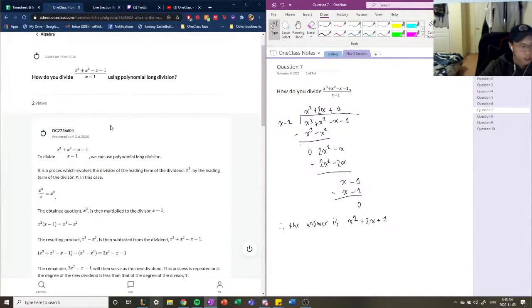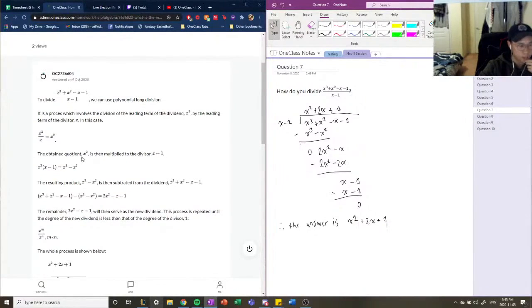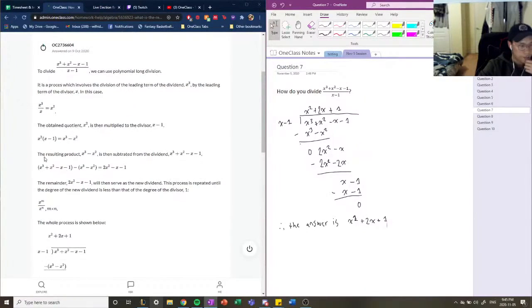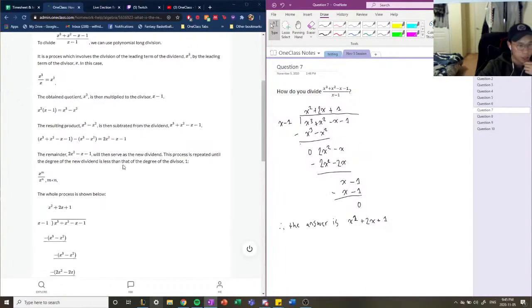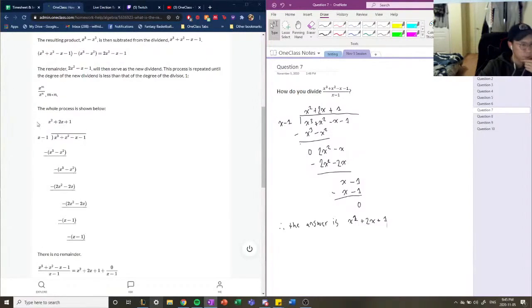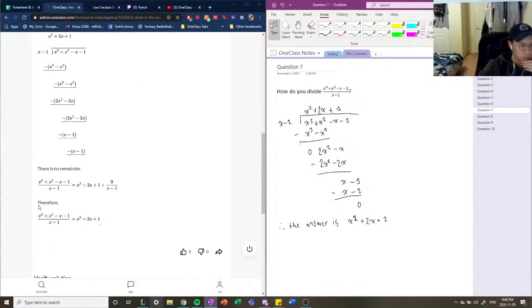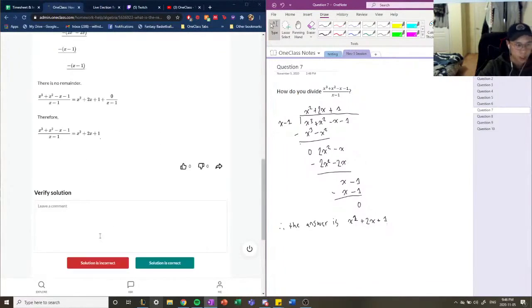So looking at the Junior Tutor solution here, they go into detail of how to long divide and the reasoning behind it. So you want to divide the leading term of the dividend by the leading term of the divisor, right? So you want to keep doing that until you have no remainder, or you do have a remainder. If you do have a remainder, that means your divisor is not actually a factor. So they show the whole process here. They use x squared plus 2x plus 1 to have no remainder. And therefore, this is the answer from the long division. So this solution is correct.